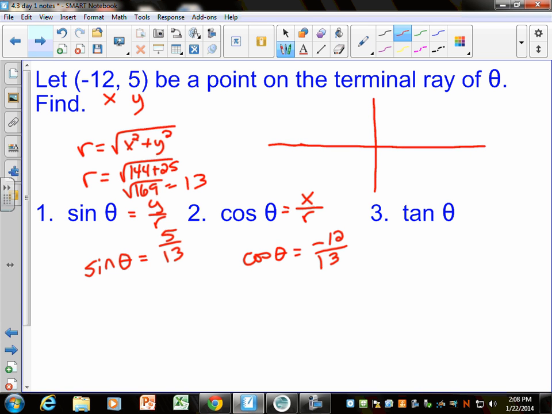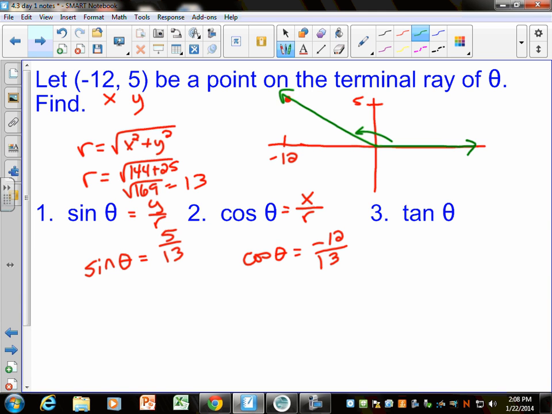I'm just going to draw this while you're doing tangent here. If this was negative 12 and this was 5, if I drew the point out there on my ray, this is kind of what my angle looks like. And that's definitely a negative value. We'll talk about this more tomorrow when we talk about where the triangle comes from.